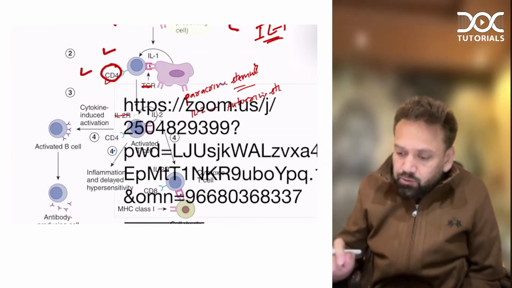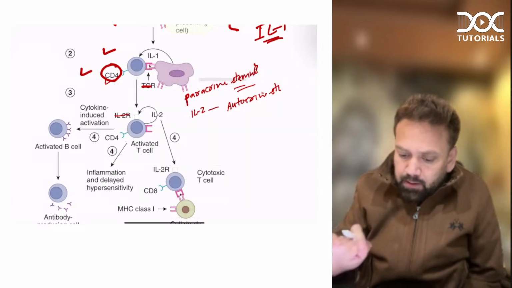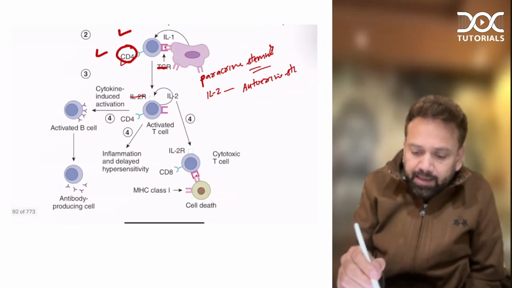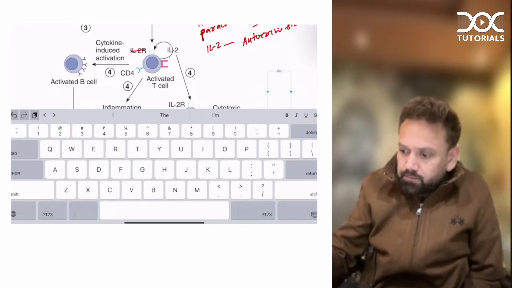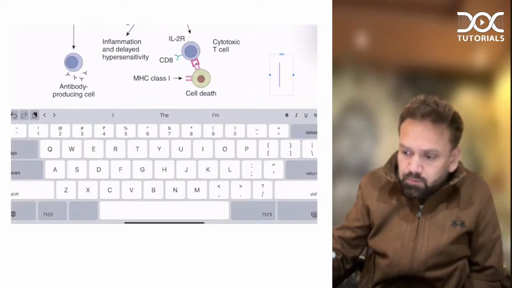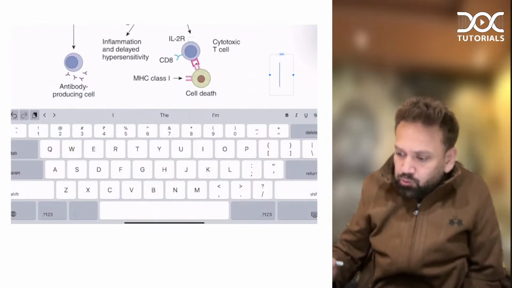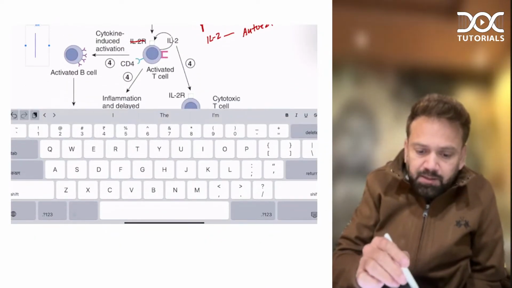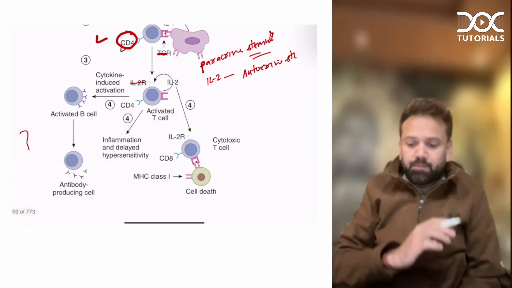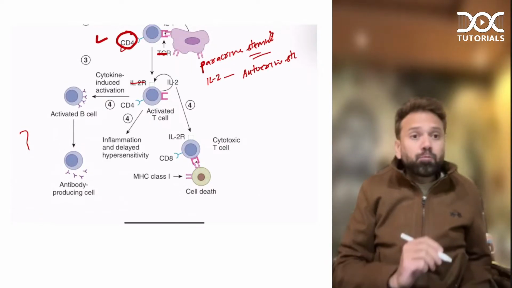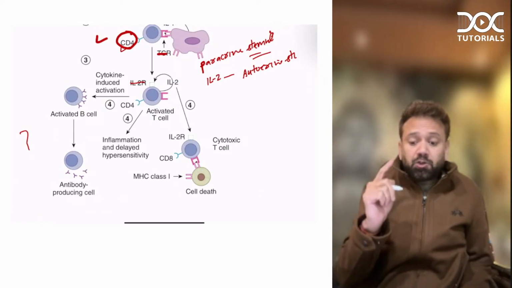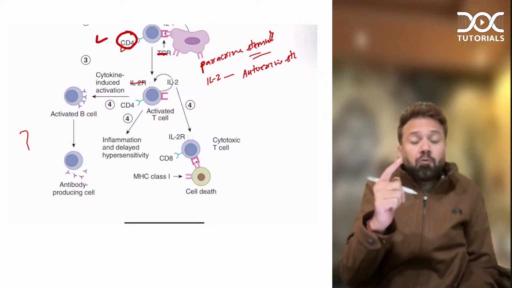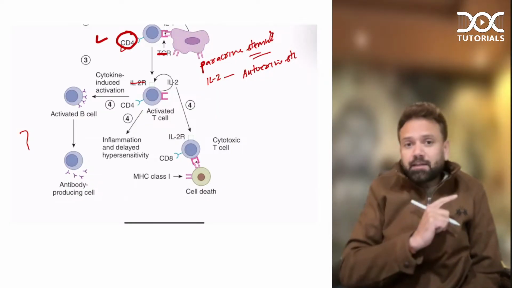CD4 is recognized by MHC class 2. It is recognized by MHC class 2. Now it's clear. CD4 by MHC class 2, interleukin 1 will activate your T lymphocyte.